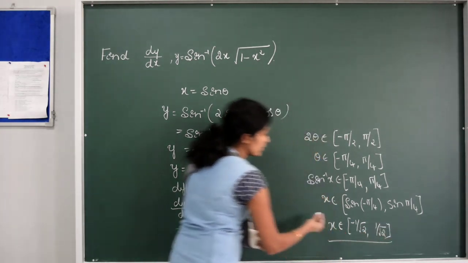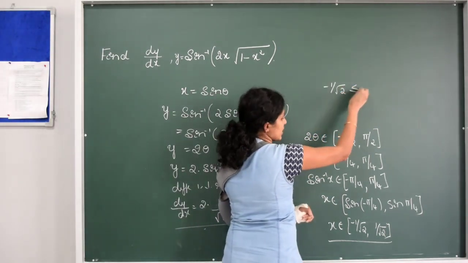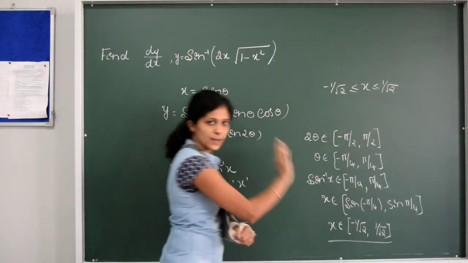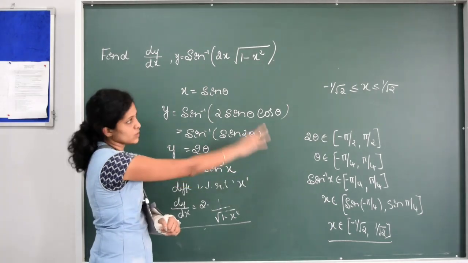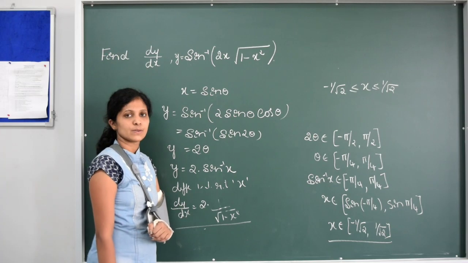Is it clear? The value of x is between minus 1 by root 2 less than or equal to x less than or equal to 1 by root 2. No need to solve this one, okay? This is enough. Just to understand that, explain that one: x belongs to minus 1 by root 2 to 1 by root 2. I hope you understood this one.